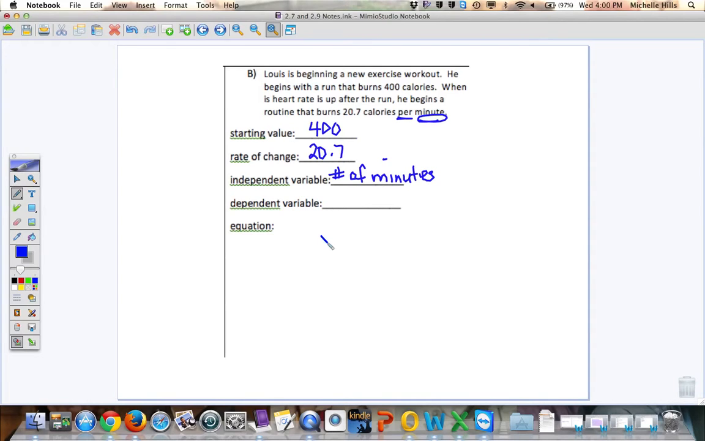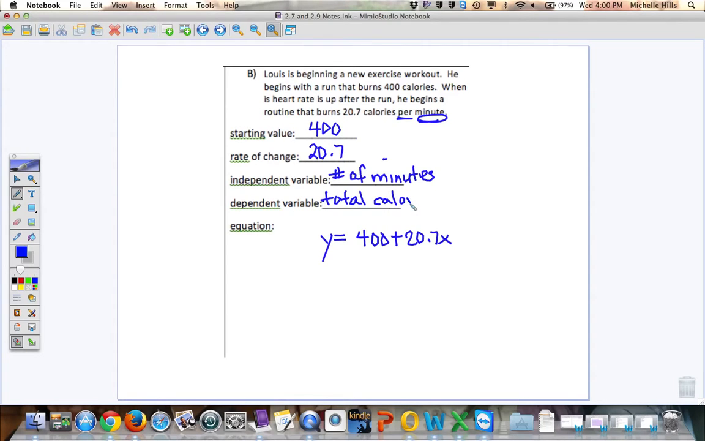Sometimes it's easier to go write the equation and then come back to the dependent variable. So I started at 400, and I'm going to add 20.7 calories for each minute. And then I say, well, if I do this 400, let's say 5 minutes worth of working out, 400 plus 20.7 times 5, and I get the number, what's that really telling me? And that's my y. What it's really telling me is the total calories burned.